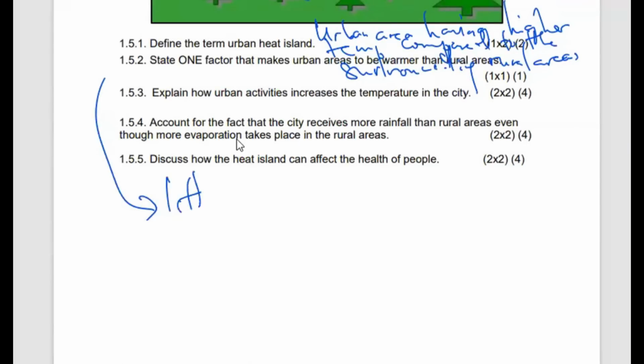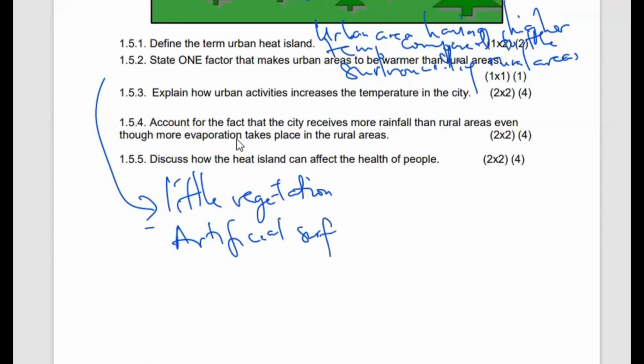Right, number one is little vegetation. We know that vegetation has a cooling effect. So because of limitation of vegetation, we tend to have higher temperatures in the urban area. Or we can also argue that it's higher because of artificial surfaces. We can give examples, e.g. tarmacs or concrete surfaces. They tend to absorb more heat. We have more artificial surfaces in urban areas than in rural areas. So as a result, we tend to have higher temperatures in the urban area.